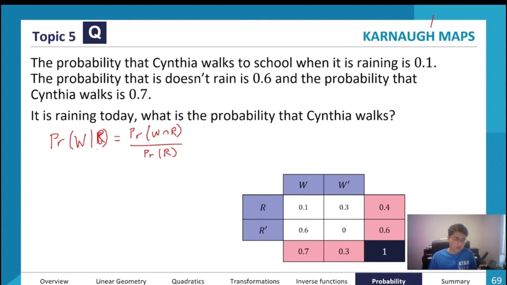So this is something that we couldn't find using our probability table, but this is something that we can find. The probability of W intersect R is just going to be this value right here, 0.1. That's what that cell represents in the table. The probability of R happening is this value at the very end of the row. That's 0.4. So 0.1 divided by 0.4, that's going to be 1 over 4. That's our answer there.